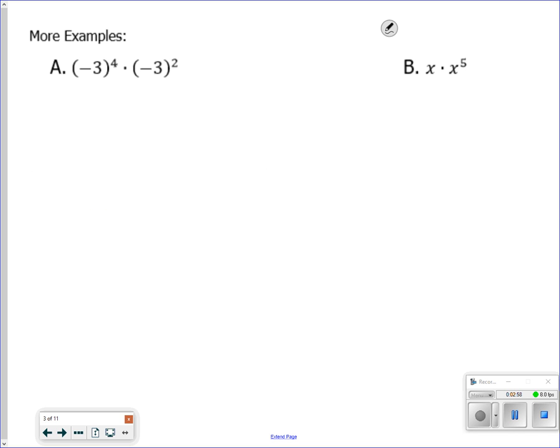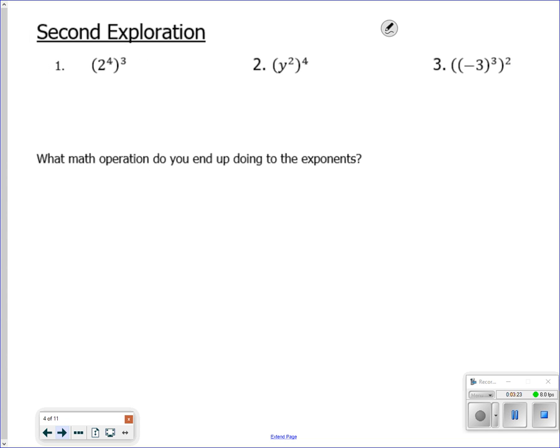Next one. Negative 3 to the 4th times negative 3 to the 2nd. I am going to leave the negative 3 and add the exponents. Now, this is one that people usually get wrong. X to the 1st, and there's not usually a 1 there. That's an exponent that's assumed. So x to the 1st times x to the 5th makes x to the 6th. Notice I kept the base the same and added the exponents.